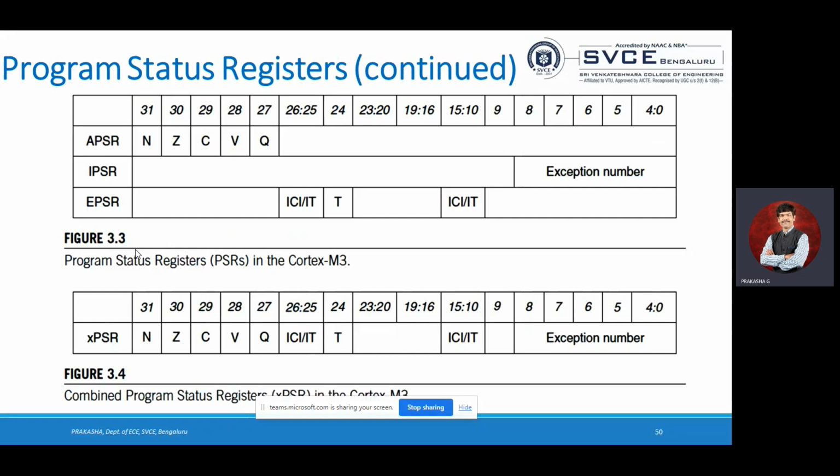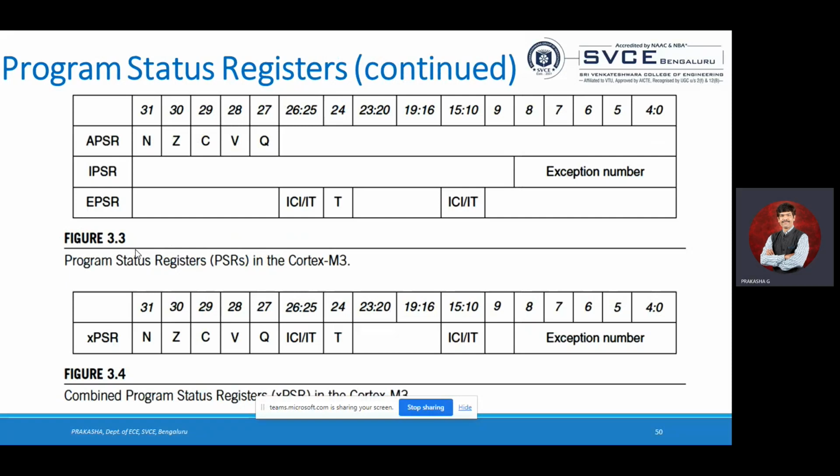Overflow. There is a specific difference with respect to overflow and carry. I'll explain that now exactly.